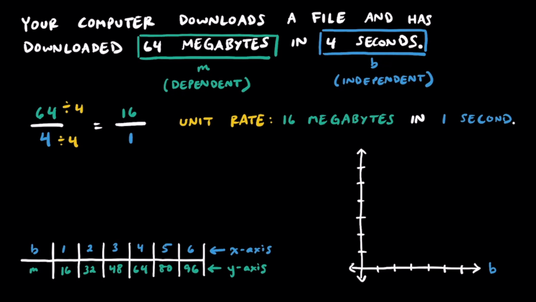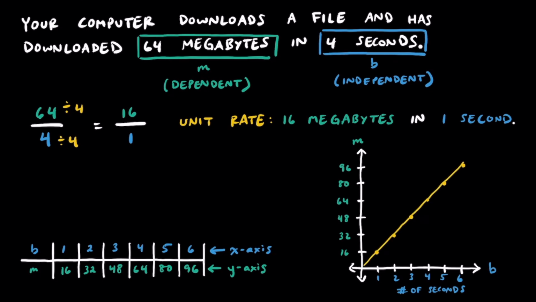Labeling the x-axis, we have b, which is the number of seconds, and we have 1 through 6. And labeling the y-axis with m, we have 16, 32, 48, 64, 80, and 96. Plotting the ordered pairs we find in the data table, we now have a linear graph.